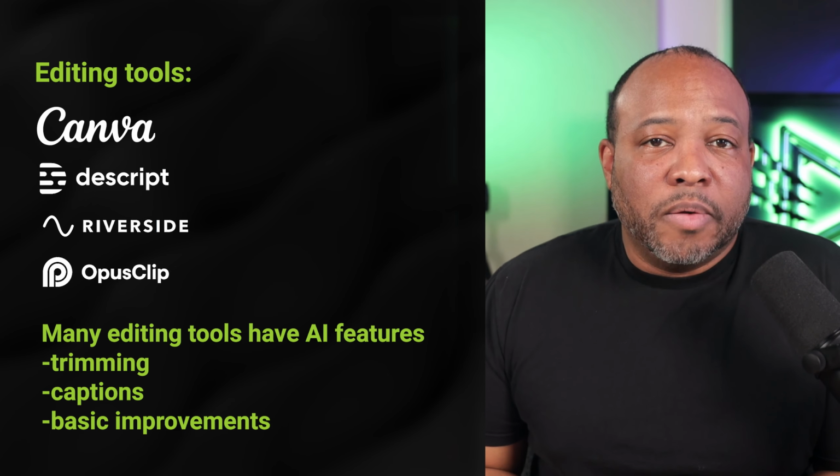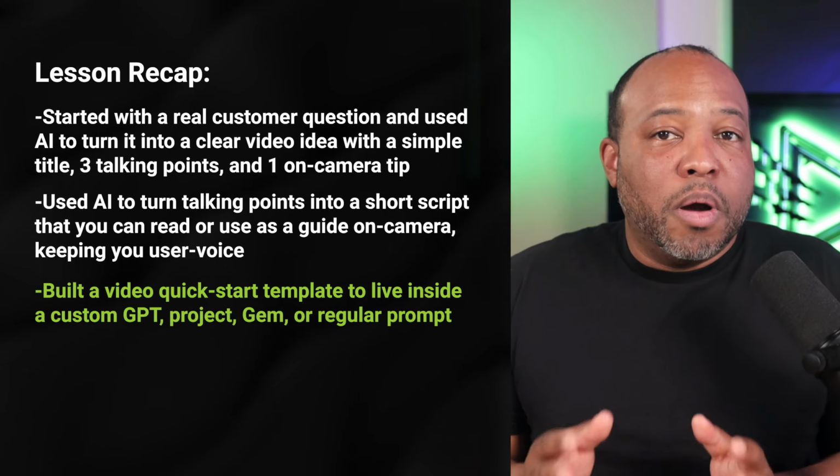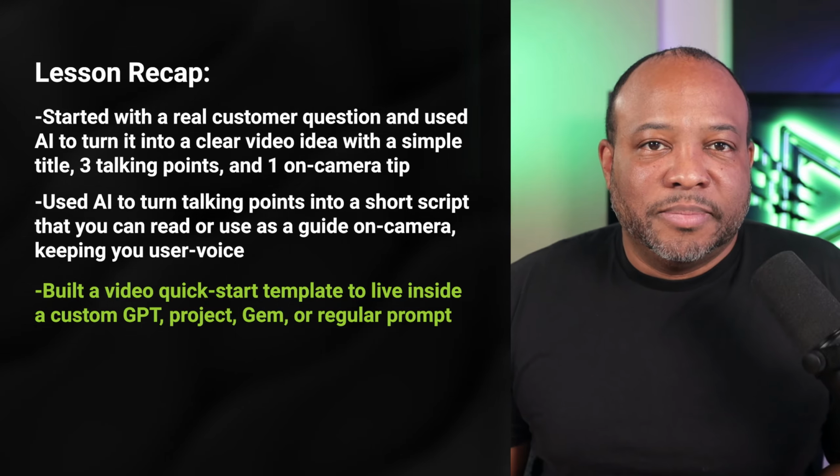You then used AI to turn those talking points into a short script that you can read or use as a guide when you are on camera while keeping your own tone of voice. You built a video quick start template that can live inside a custom GPT, project, gem, or regular prompt, and that template now asks you the right questions before it writes anything. This keeps your video focused, on brand, and easy to plan.